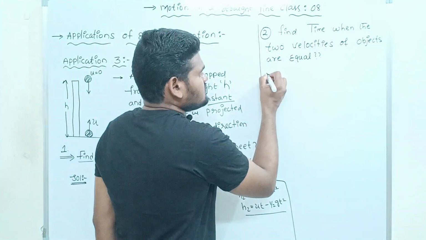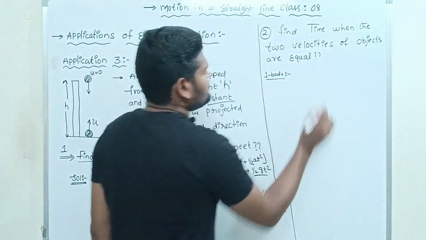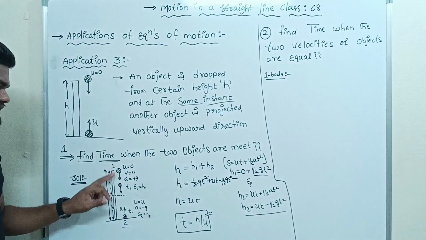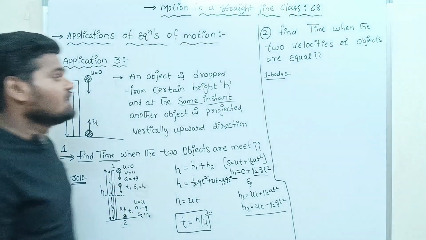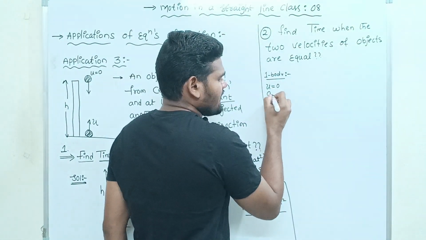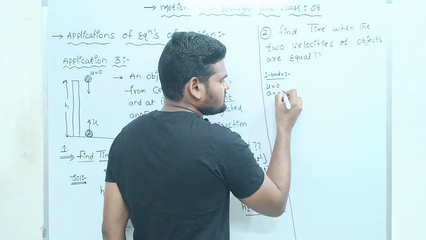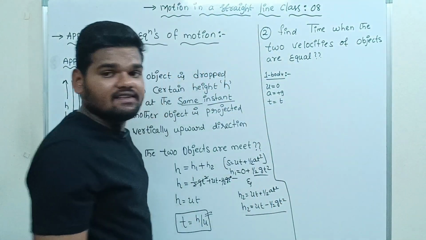Right. In case of the first body, the first object, have a look, it is moving towards the ground. It is a freely falling body. So in the first case, the initial velocity is equal to 0, the acceleration due to gravity is plus g, and the time taken is t.